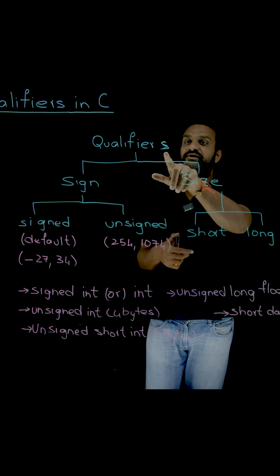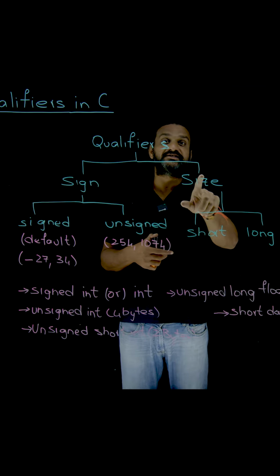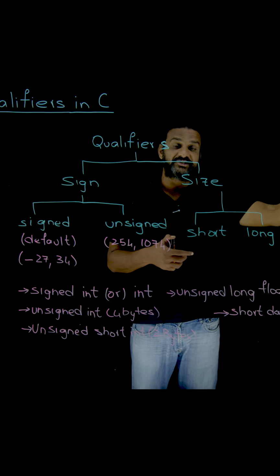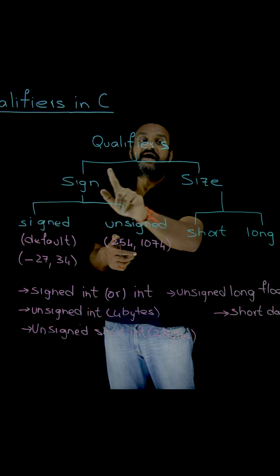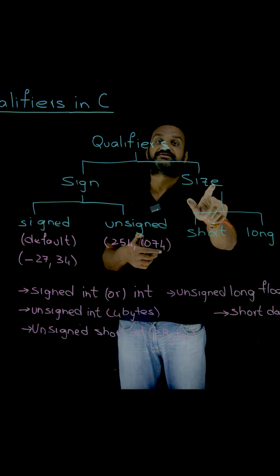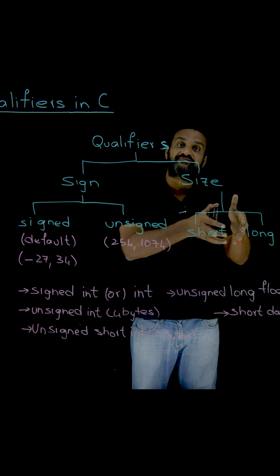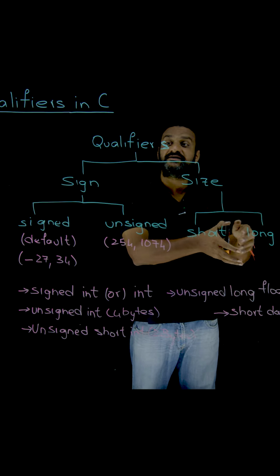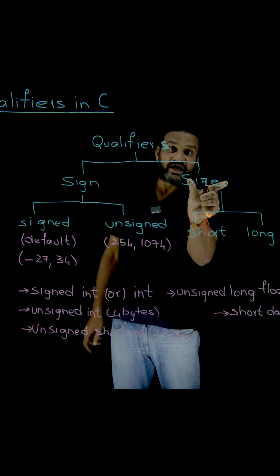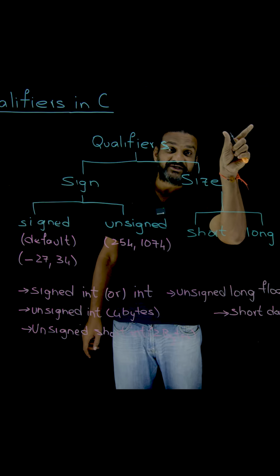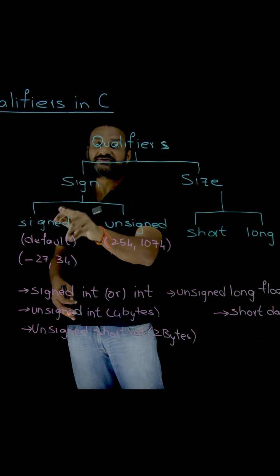So if you take the concept of qualifiers, there are two ways in which we can change the perspective of the default nature of a data type. One is the sign qualifier and the other one is the size qualifier. Whatever default sign the data type has can be changed by using the sign qualifiers, and whatever default size we have for the given data type can be changed by the size qualifier.